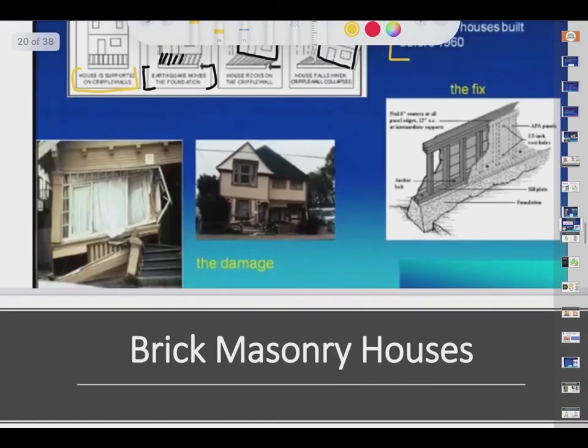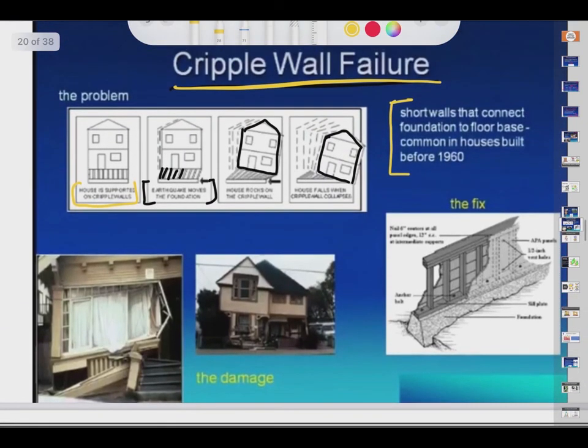So this is all about the lessons for building construction from past earthquake history in the case of concrete buildings and wooden frame structures. And in the next video we will be discussing brick masonry as well as non-structural elements also.